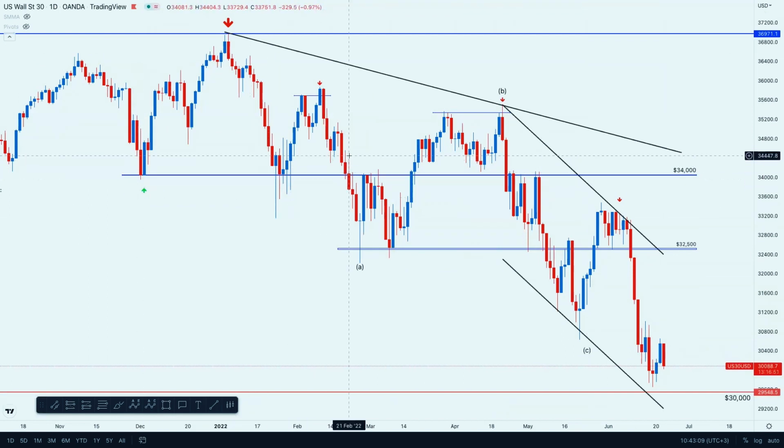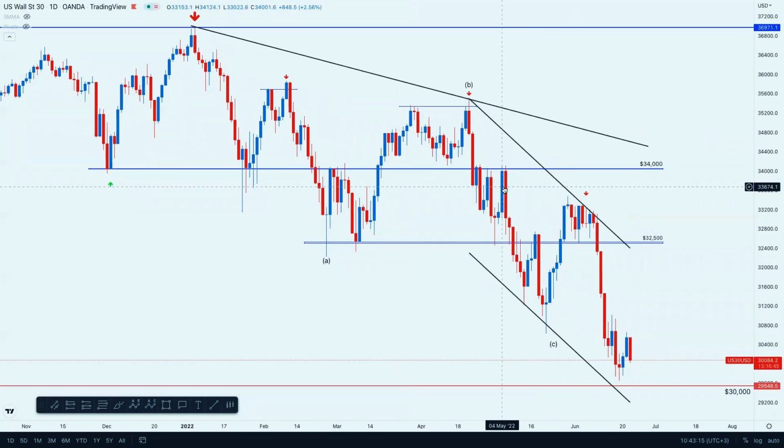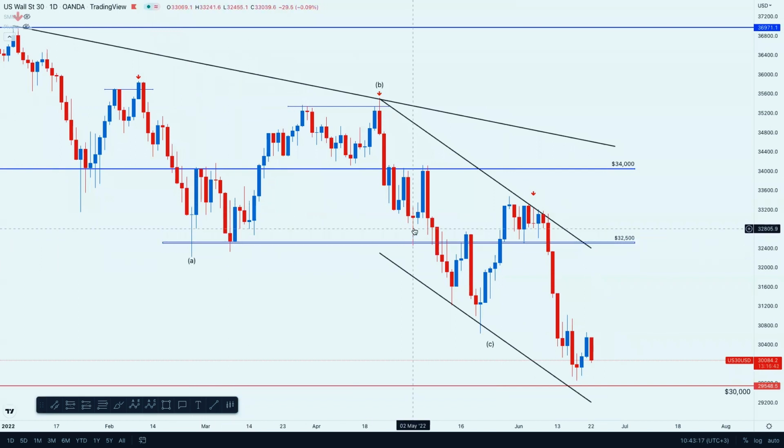Look at the break. The break was strongly to the downside. Look at the break back above, strongly to the upside. Look at the break back below, strongly to the downside. Same thing here. This was support. Look at the break to the downside, strong break to the downside, strong break to the upside, strong break to the downside.